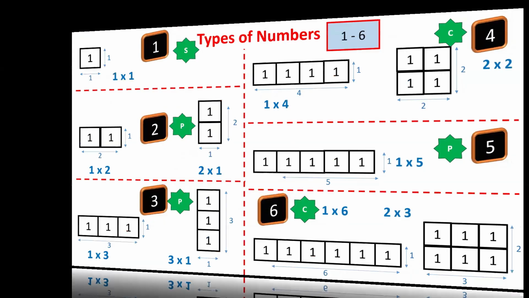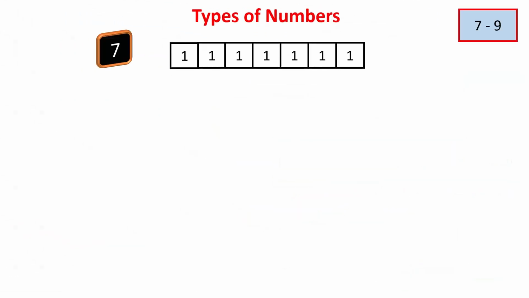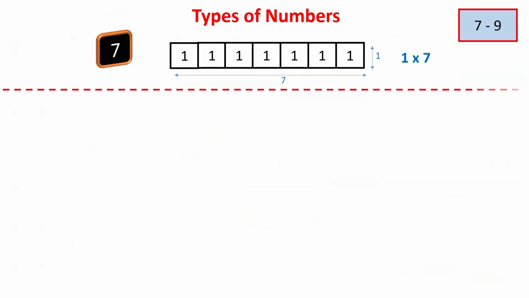Let's go look at 7 now. It'll give us a 1 by 7. Can it be rearranged to anything else? Let's think about it a little bit. Can we get a 2 by something with the 7 squares, or a 3 by something, 4 by something? No, we can't. Okay, let's try number 8.